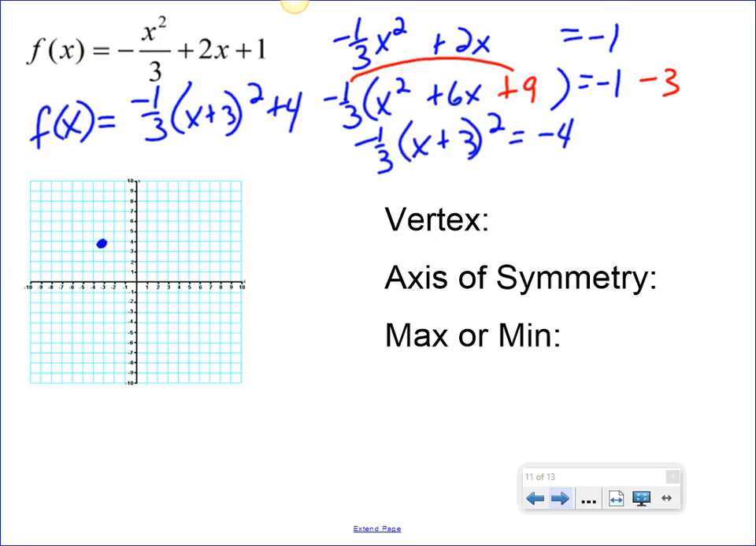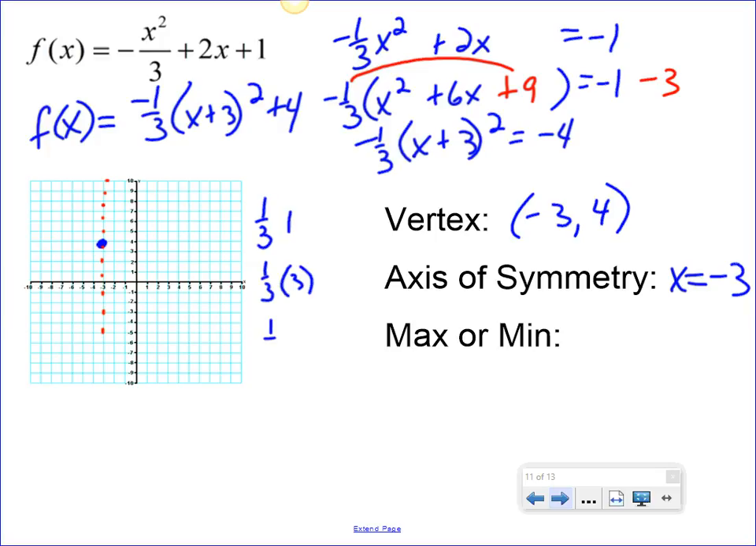So I got a vertex there of negative 3, 4. My axis of symmetry would be x equals negative 3. If I draw my axis of symmetry, now I have to think about what my pattern is going to be. I'm taking 1/3 times a 1, 1/3 times a 3, 1/3 times 5. And again, it might not be that pretty, but we'll be able to work with it.